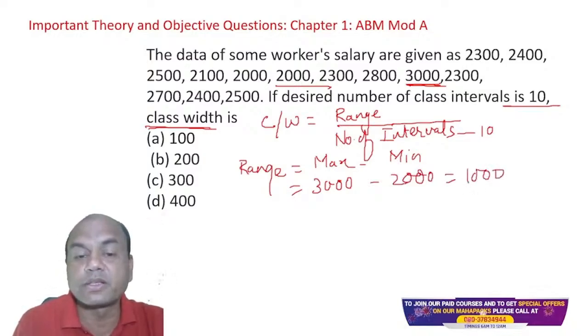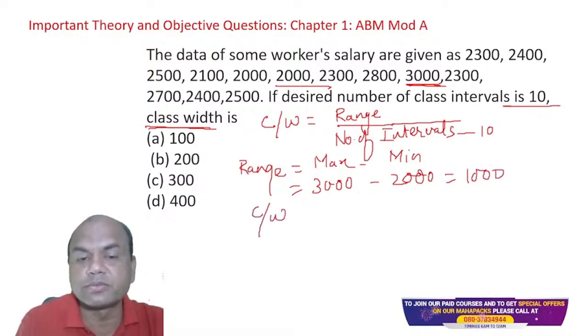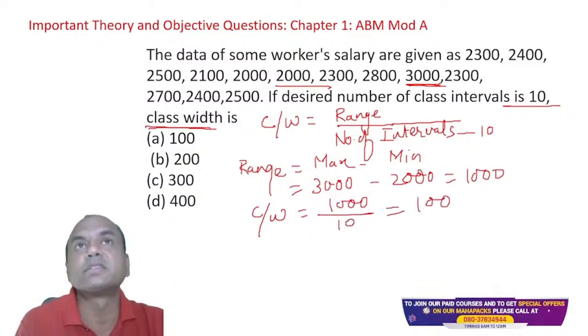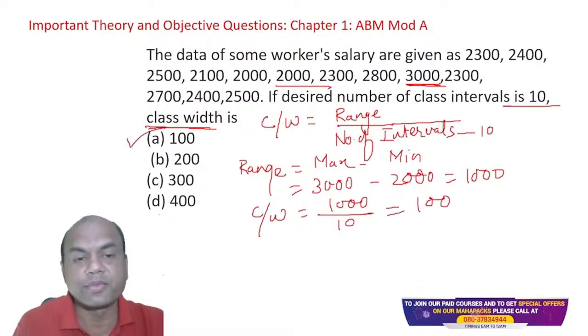So what is my class width now? Class width equals 1000 upon 10, so that is equal to 100. So this is my answer. Class width is 100.